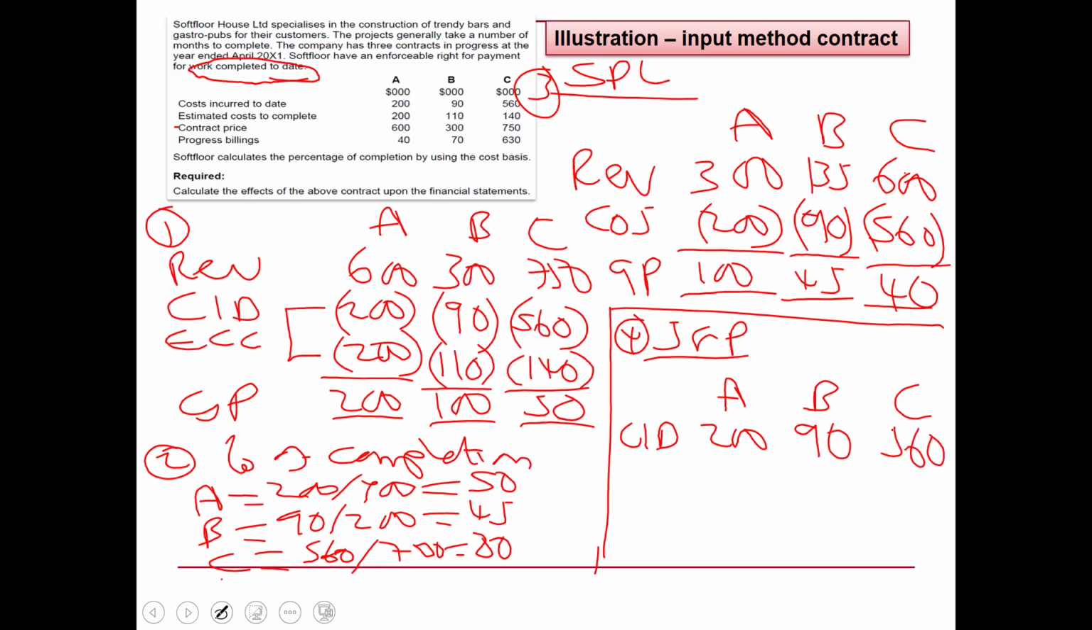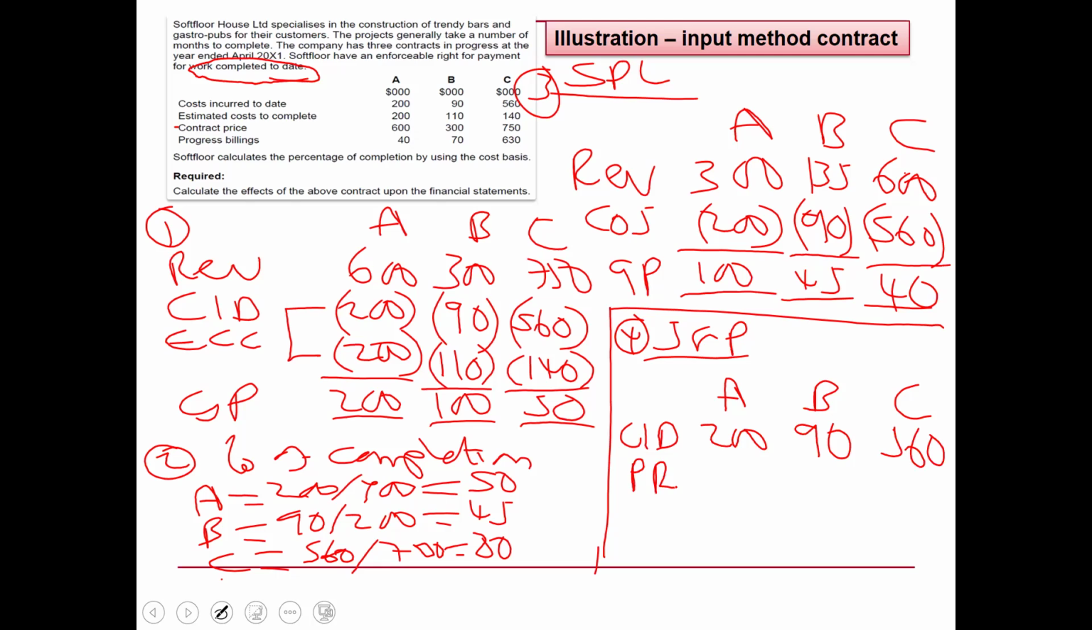So what it means is we are entitled to receive these amounts because we have incurred them on behalf of the customer, so they must refund us the expenses we have incurred. Over and above the expenses we have incurred, they must also pay us our profit. So how much profit have we recognized? We've already calculated the profit.